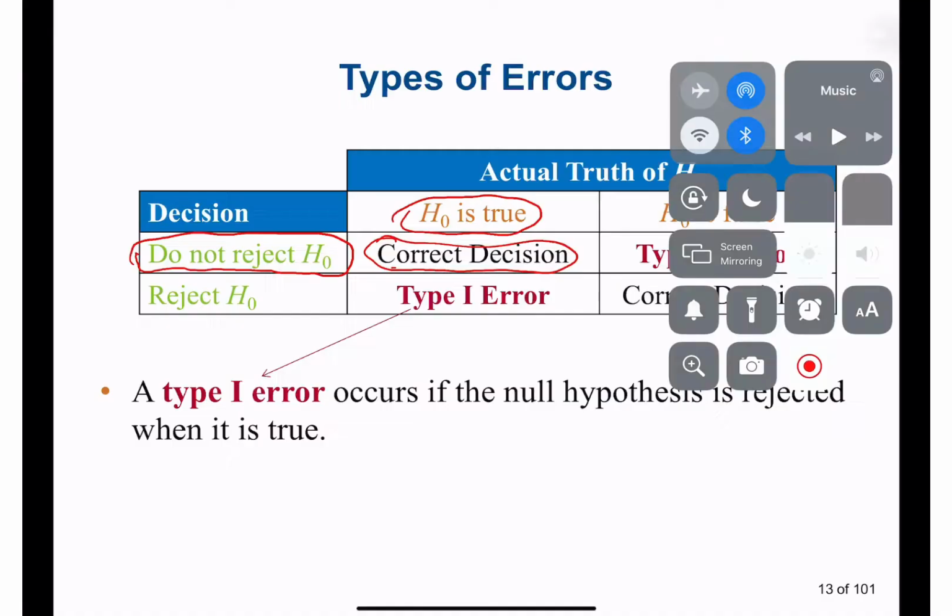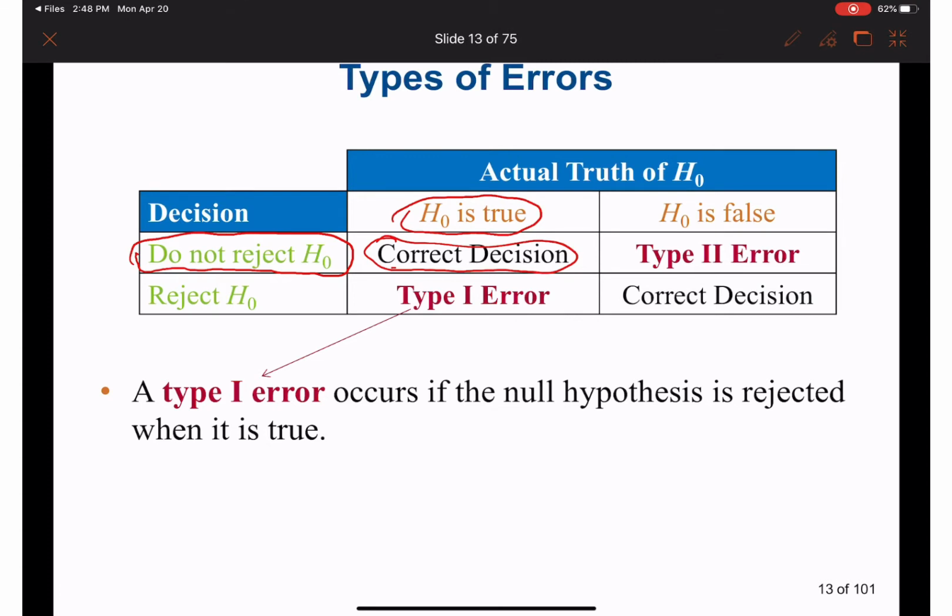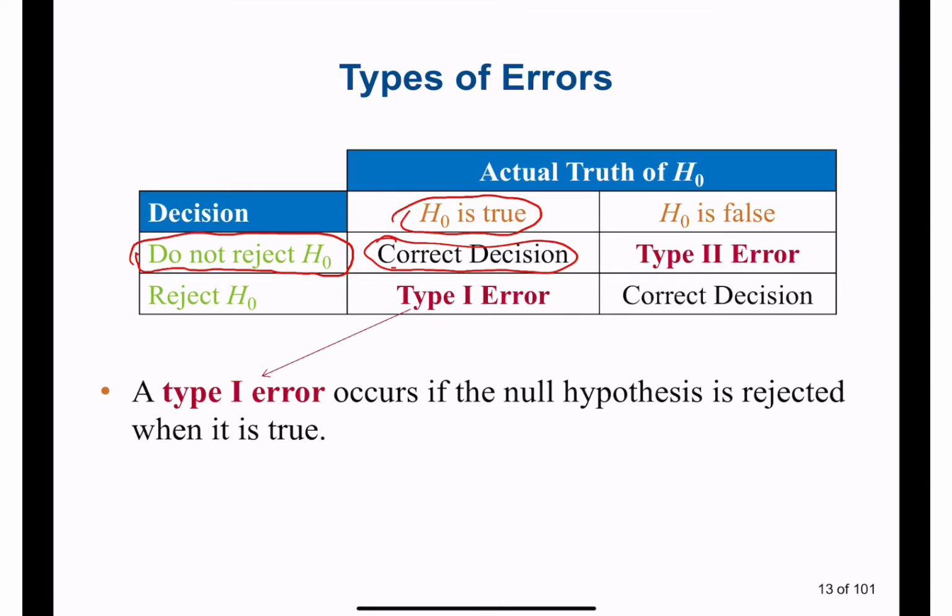But if the null hypothesis is false and we did not reject, which means we accepted that false hypothesis, we generate type 2 error. Correct? It's false and we believed it. That's type 2 error. So we create type 2 error.